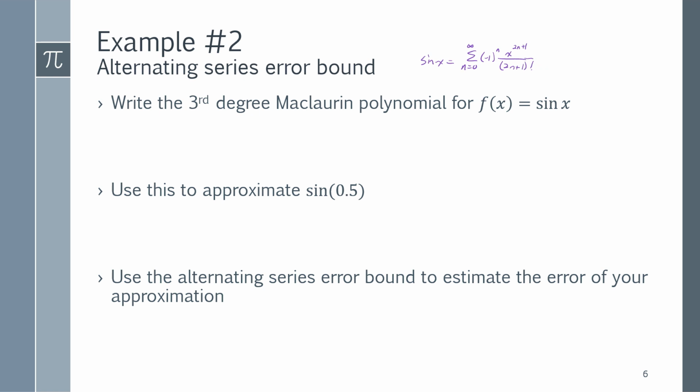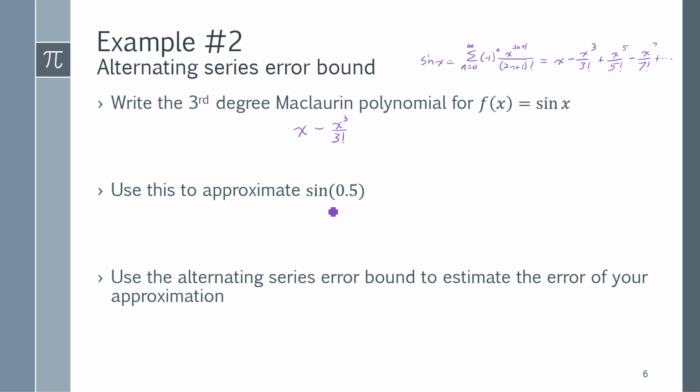So third degree means I'm going out until I hit the third power. If n is 0, that's a positive x to the first over 1 factorial, which is x. If n is 1, it's a negative x to the third over 3 factorial. And that's where I stop. If I kept it going in my series, I'd have x minus x to the third over 3 factorial plus x to the fifth over 5 factorial minus x to the seventh over 7 factorial plus, and so on.